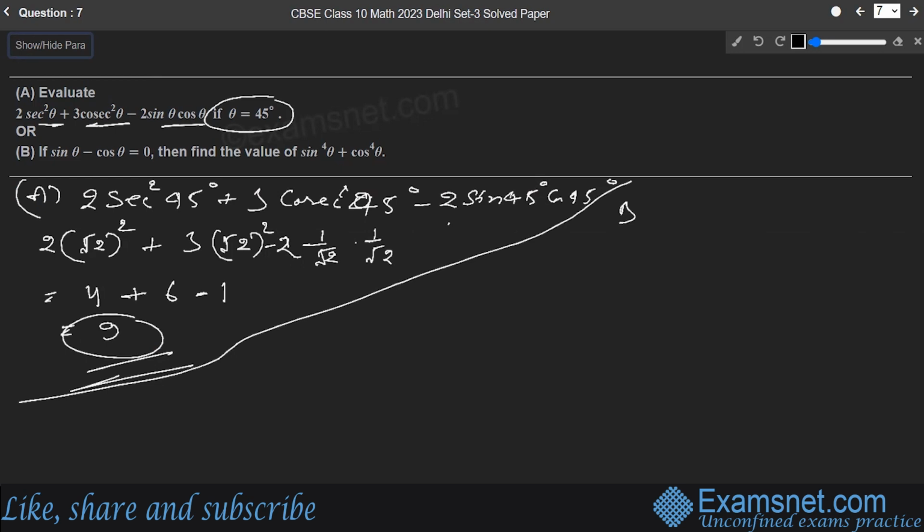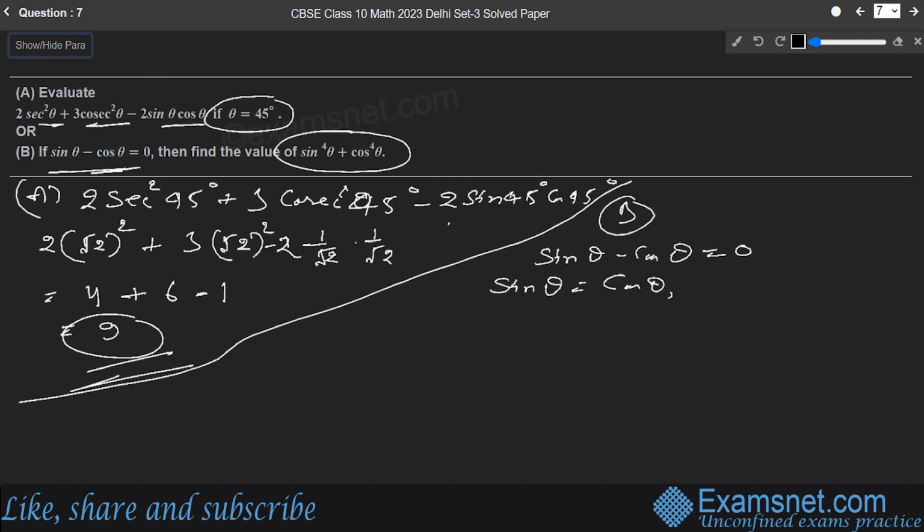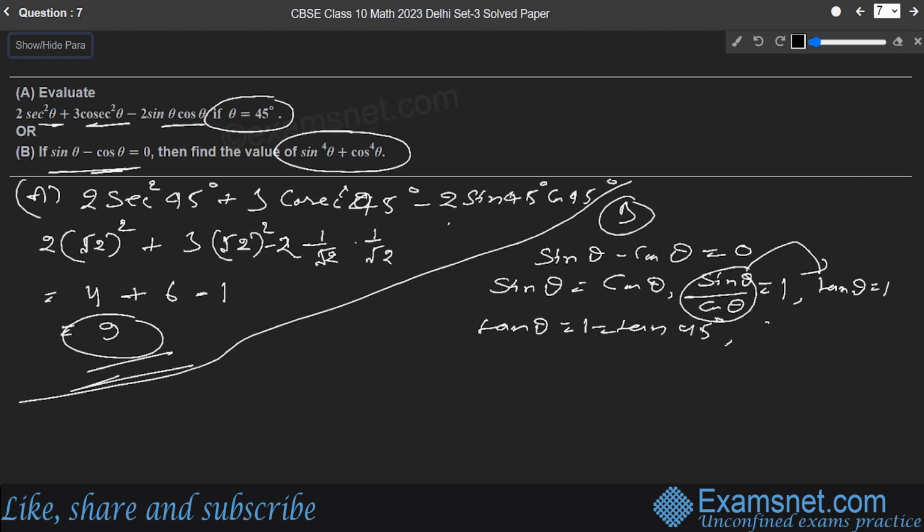If we do the B part, what is that? He's saying sine theta minus cos theta equal to 0. Then find the value of sine power 4 theta plus cos power 4 theta. So sine theta minus cos theta is equal to 0. So we can change the side: sine theta is equal to cos theta. That means sine theta over cos theta is going to be 1. That means tan theta is going to be 1, because sine theta upon cos theta is nothing but tan theta. But tan theta becomes 1 only for the angle 45 degree, tan 45 degree. So we can conclude the theta value is 45 degree for this part.